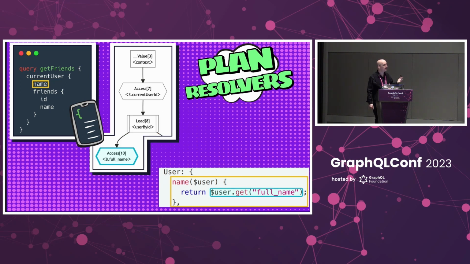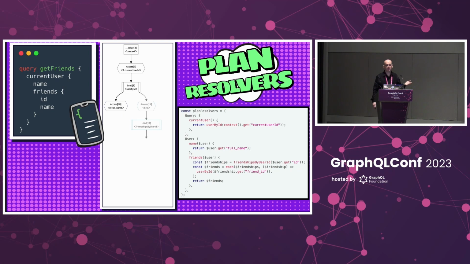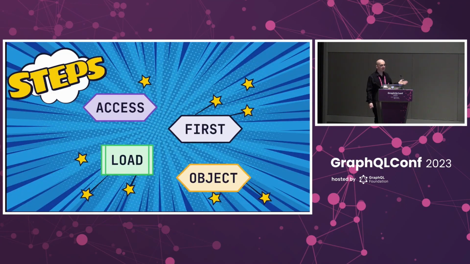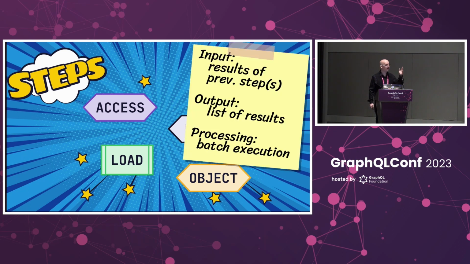As we continue to plan the query in this way, we build up our draft plan step by step. This plan can evolve significantly from the first draft before it comes time to actually execute it. But before we can talk about that, I'd better tell you what a step actually is. A step is the basic building block of our execution plan. At execution time, a step is very similar to data loader. A list of inputs is mapped to a list of outputs via batch execution.